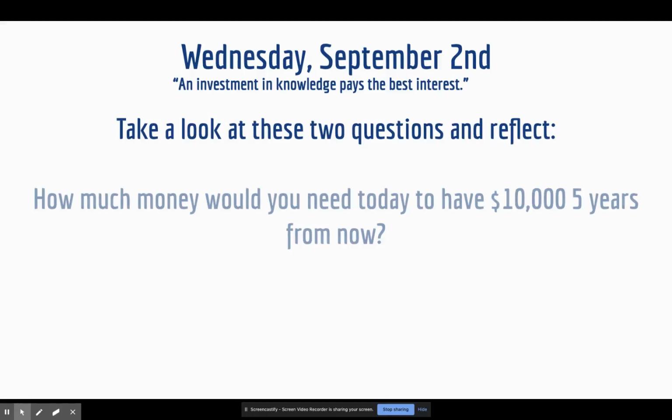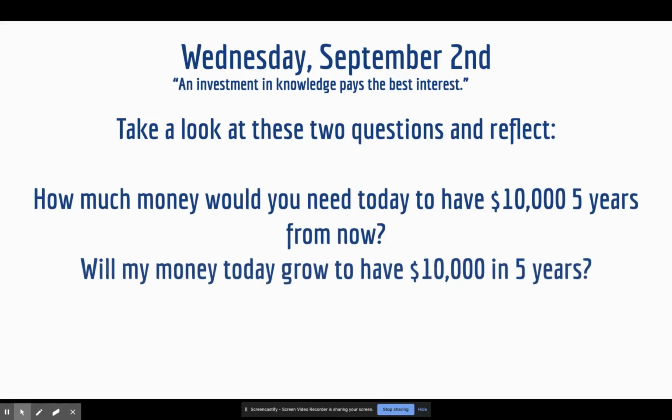We're going to start looking at two questions, and I'm going to put the two questions on here. You can read them and reflect on them and see if we can notice any subtle differences between the two of them. First is, how much money would I need today to have $10,000 5 years from now? And the second question is, will my money today grow to have $10,000 in 5 years? Pause the video and think about if you can see, certainly on the surface, the two questions look very similar, but see if we can notice any subtle differences between those two questions. Pause the video and reflect.